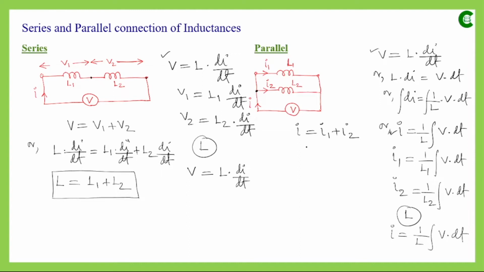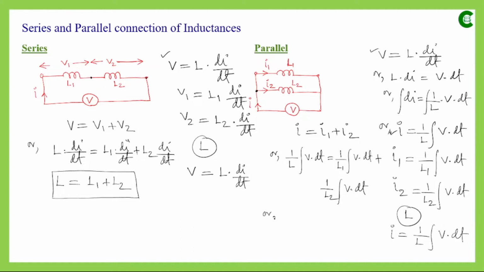Now if we replace all the values of I1, I2 and I in this equation, on the left side we can write 1 by L integration of V dt, and on the right side, in place of I1 we can write 1 by L1 integration of V dt, plus, in place of I2, 1 by L2 integration of V dt. In this equation we can notice that integration of V dt is a common factor, and it has some non-zero value, so we can cancel that factor from both sides.